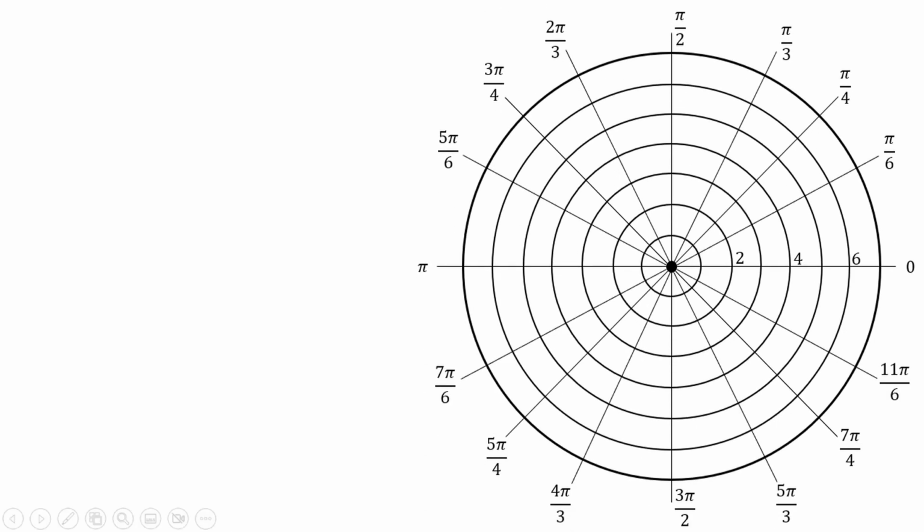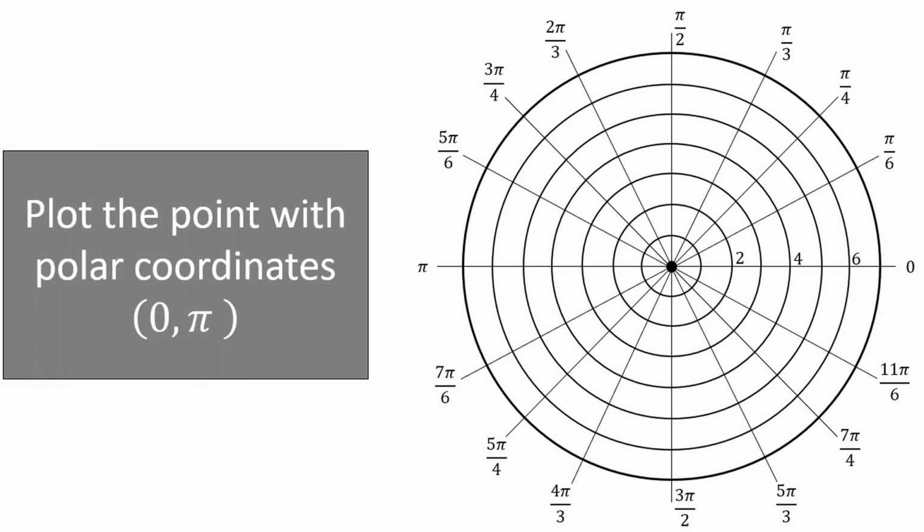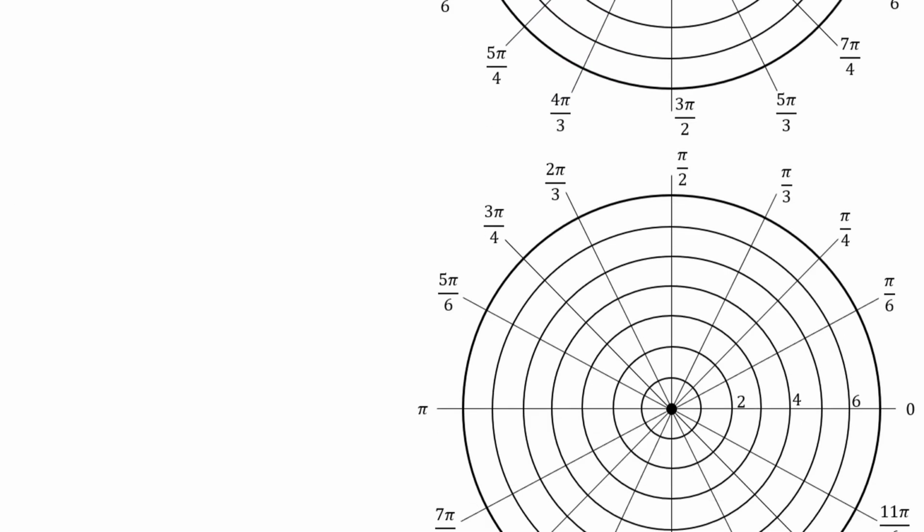Let's try a few more. We are asked to plot the point with polar coordinates 0, pi. This tells us to go out 0 units in the pi direction. Well, here is the pi direction, but if we're going out 0 units, we are going to be at the origin, which I mentioned before is typically called the pole in polar coordinates. So the point 0, pi is just going to be the pole, which is the same point as 0, 0 in rectangular coordinates.